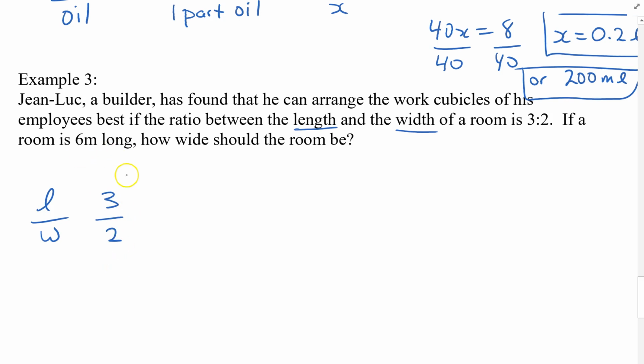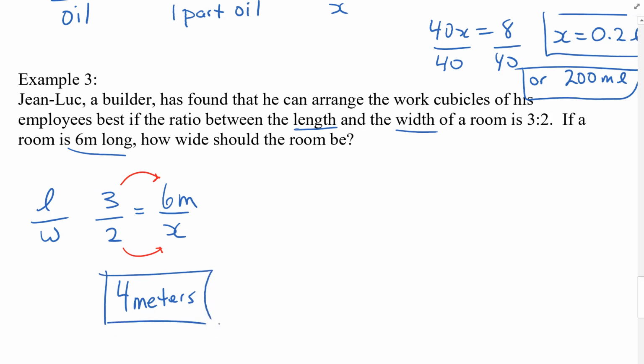If a room is 6 meters long, so where do I put the 6? Well, length, 6 meters long, so I'm going to put the 6 meters up here. How wide should the room be? It will be x. Hey, I think this is a pretty good friendly question, isn't it? Can you see what the answer would be? I would have to multiply both sides by 2. So to me, it's pretty clear that the width will be 4. And what are the units? Meters. 4 meters. I like to put a box around my answer so that the teacher can say, hey, there's the answer.